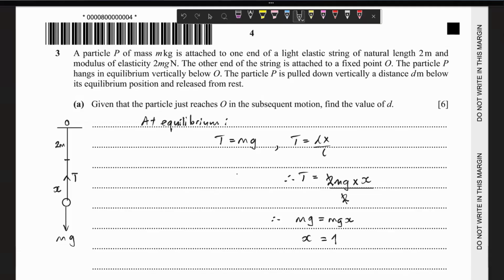So it is from there that the particle is pulled down vertically a distance d, right? So it is pulled down vertically. I'm going to remove this. Pulled down again vertically, another distance d. So eventually it will be down here. That's the same particle down here.